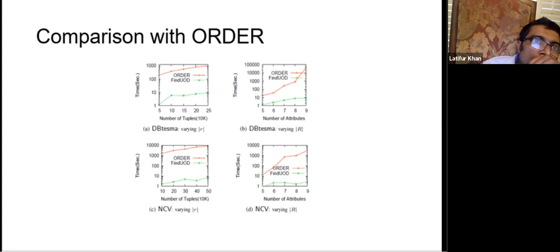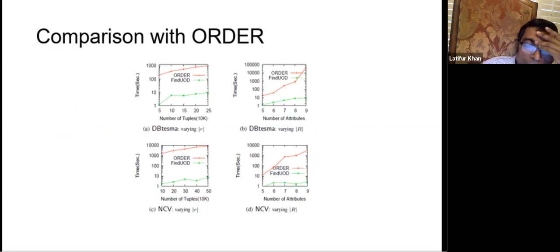We compare our method with ORDER on both synthetic and real-life datasets to test scalability. We can see our method outperforms ORDER by orders of magnitude on large datasets. Find UOD scales well on both the number of tuples and the number of attributes.